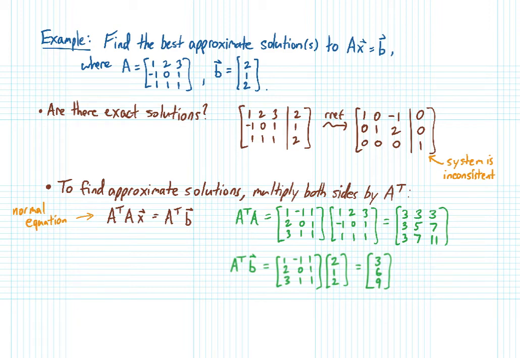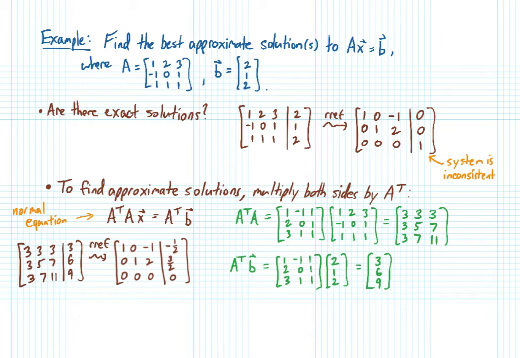And so to solve the normal equation, we would make an augmented matrix out of this matrix and vector that we just calculated. And then you put it into reduced echelon form. And you'll notice that now the system is consistent, and that's not a coincidence. That always happens with the normal equation. And so then you can solve in the usual way.